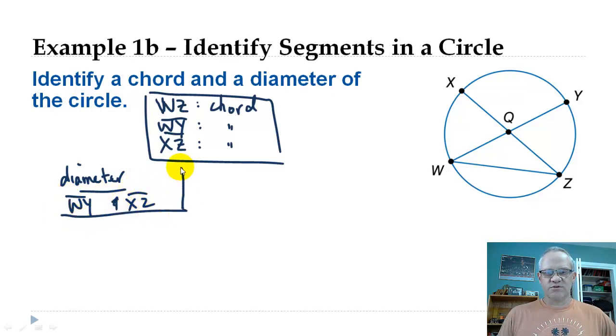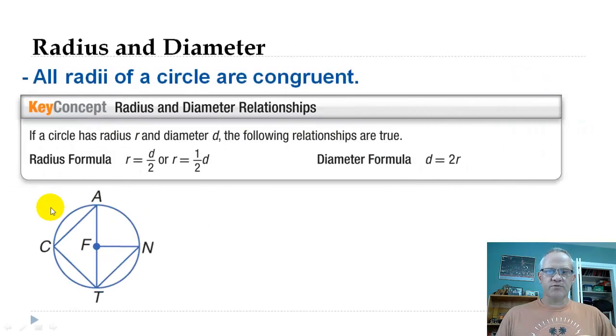So both of those are diameters. Okay, hopefully this isn't too difficult right now. All right, all radii of a circle are congruent. Okay, so that's kind of the definition of a circle: if you go from the center point out to the edge of the circle, that's the radius, and all those points are the same distance away from the center. So therefore, every single radius that you have would be the same.